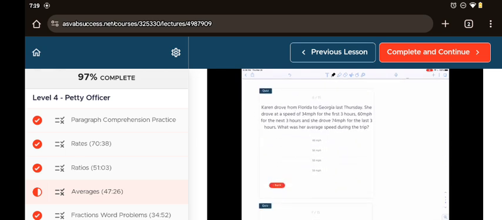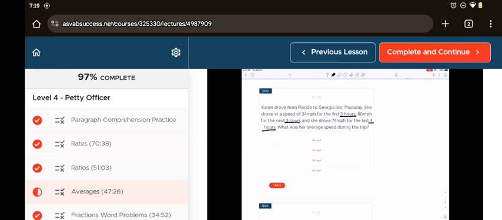It says, Karen drove from Florida to Georgia last Thursday. She drove at a speed of 34 miles per hour for the first 3 hours, 60 miles per hour for the next 3 hours, and 74 miles per hour for the last 3 hours. What was her average speed? Because they're all 3 hours, we can just add these up normally: 34, 60, 74. But I'm going to show you the long way of doing this because I want to make sure you know what to do if it's not the same scenario.